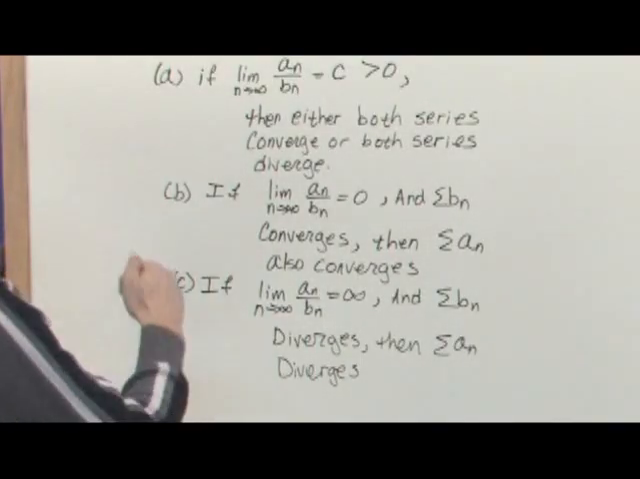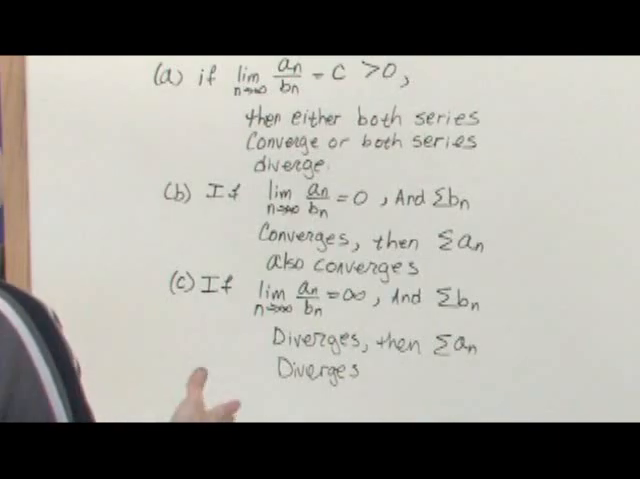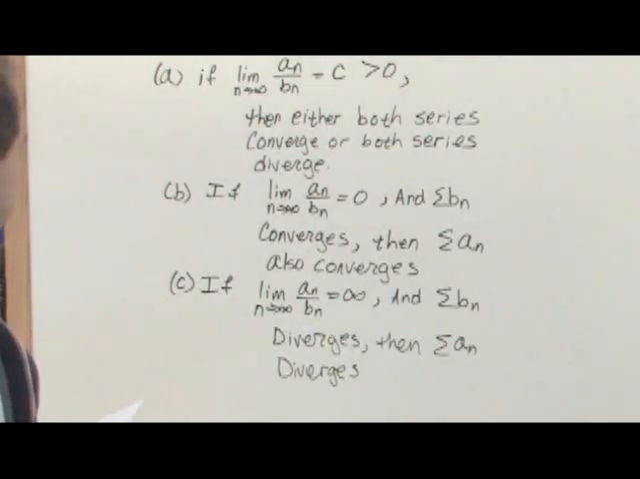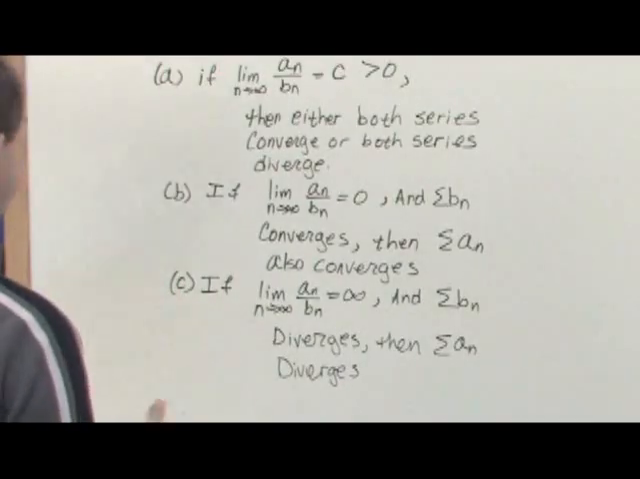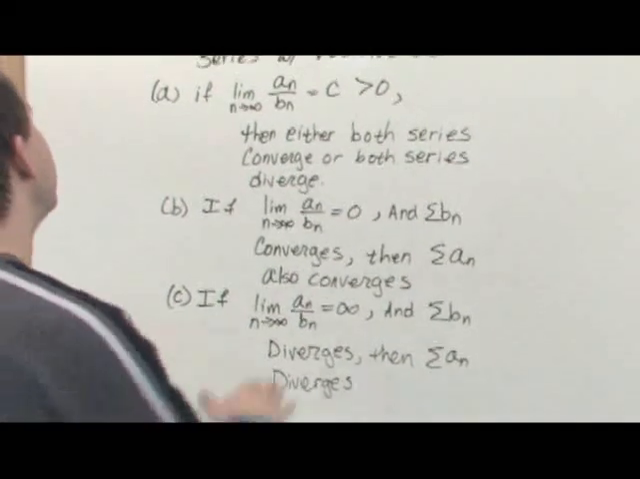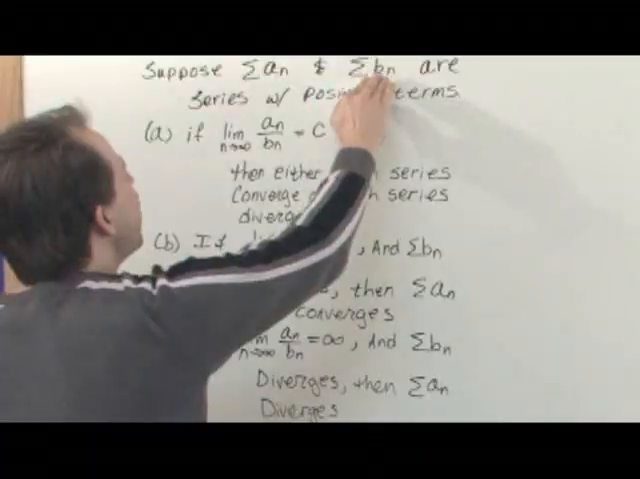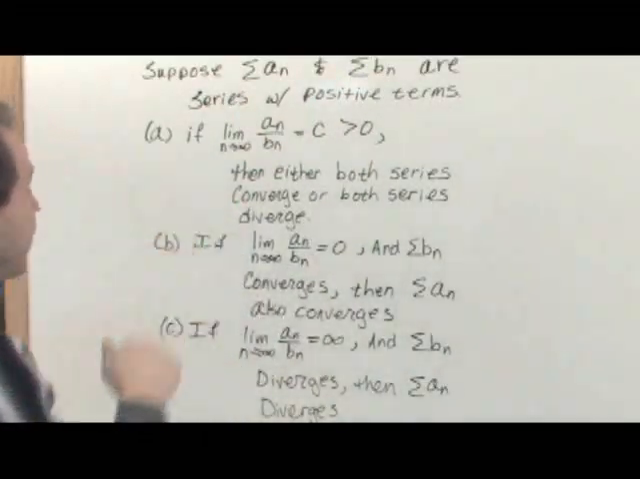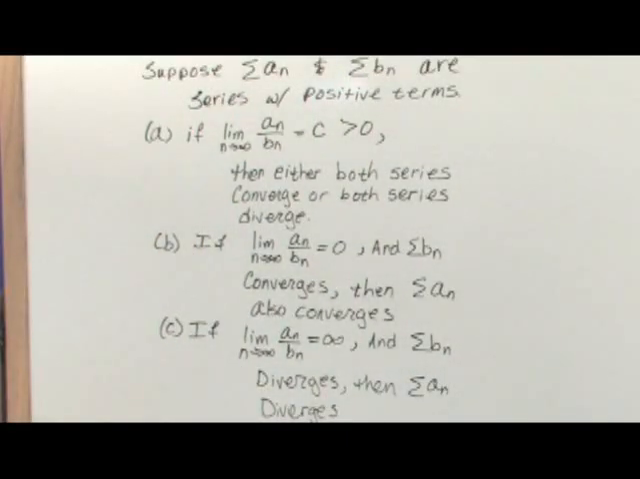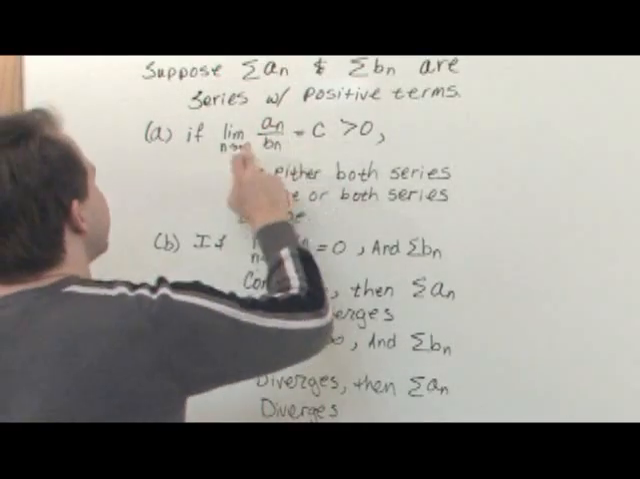Okay, let me see if it's a p-series. Let me see if it's a geometric series. Let me see if I can use the integral test. Let me see if I can use the comparison test. Okay, let me try the limit comparison test. And the limit comparison test is you have the original series you care about. You make up a new one with elements or characteristics of the original one. I'll show you how to do that. You take the ratio of those terms and you take the limit.